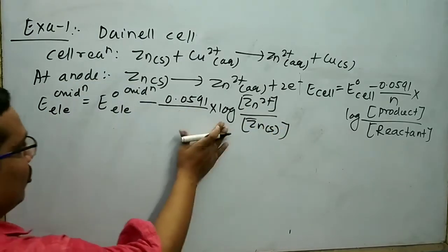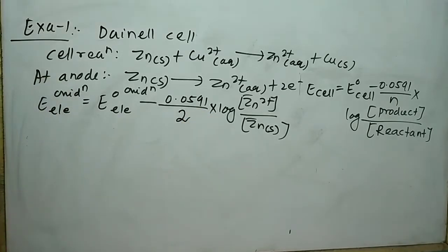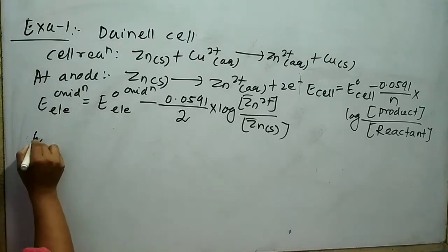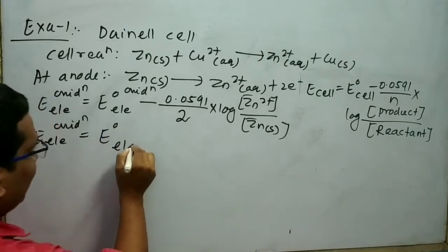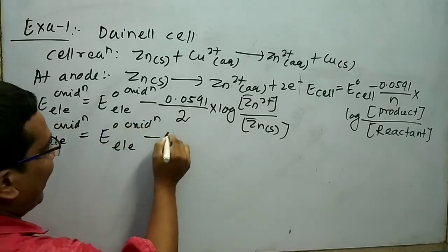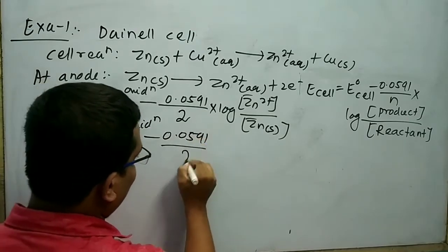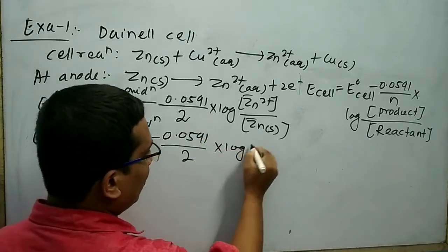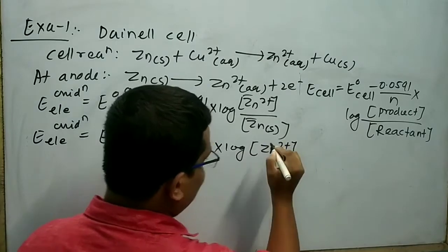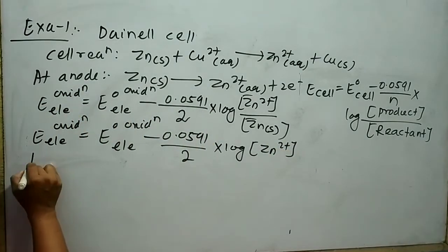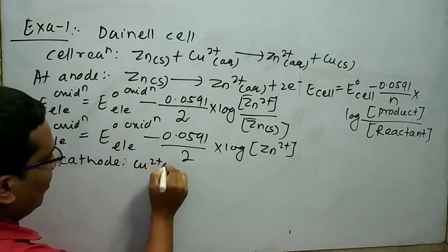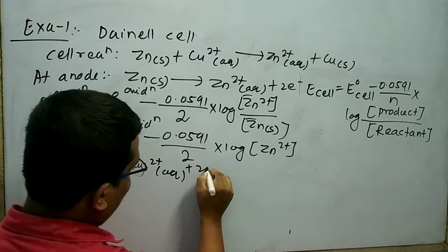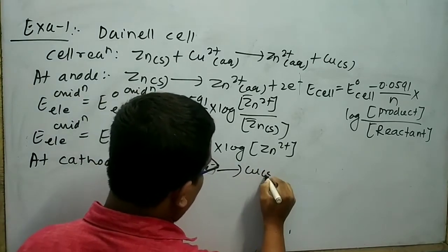Here the n value is 2, so I can write here 2. We know that the concentration of Zn solid is unity, so I can write E electrode oxidation equal to E0 electrode oxidation minus 0.0591 divided by 2 into log of Zn2 plus concentration. Now I can write the reaction at cathode. The reaction is Cu2 plus aqueous plus 2 electron gives Cu solid.